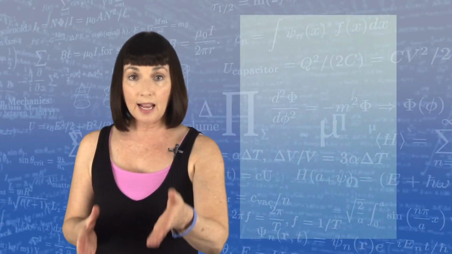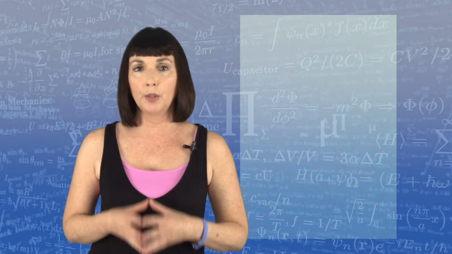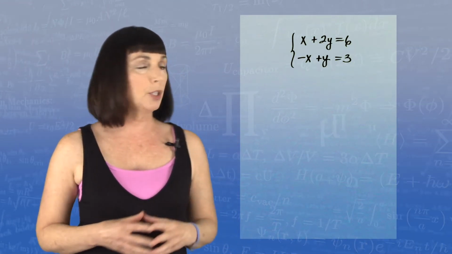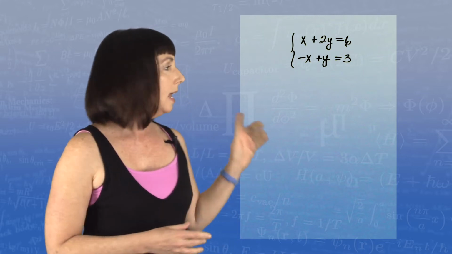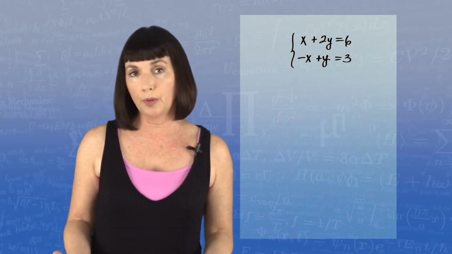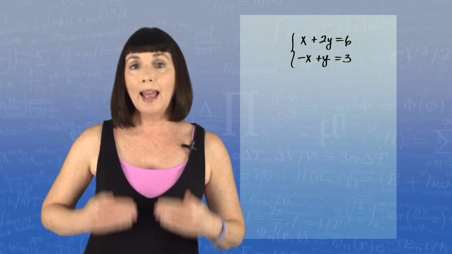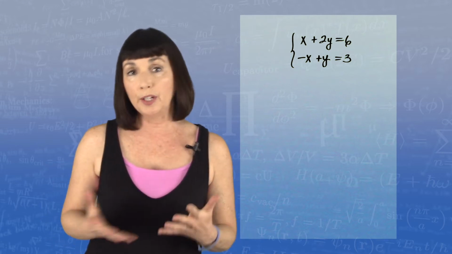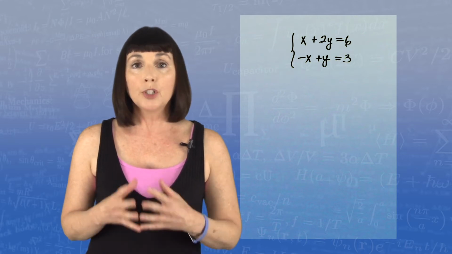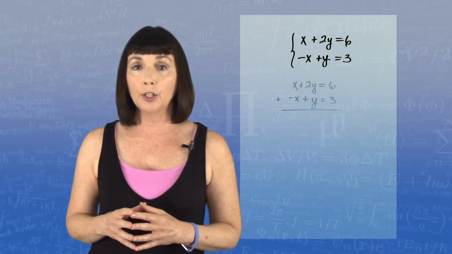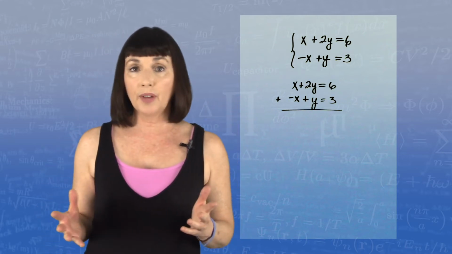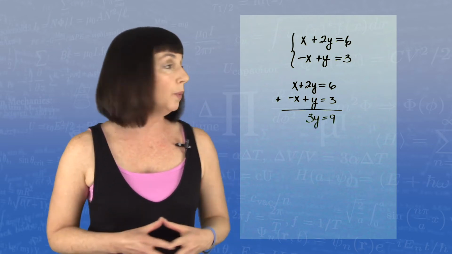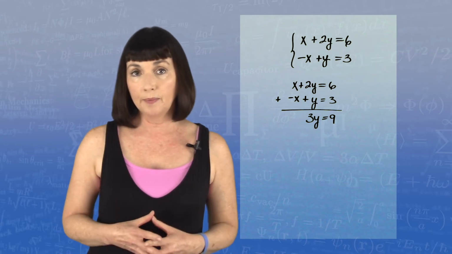Let's do an example to see how the elimination method works. So I have this system of equations: x plus 2y equals 6 and negative x plus y equals 3. Now, what if I add those equations together? So I'll just add the two equations that make up my system. That means adding like terms: x plus negative x is just 0, so the x goes away. And that leaves me with 3y equals 9.